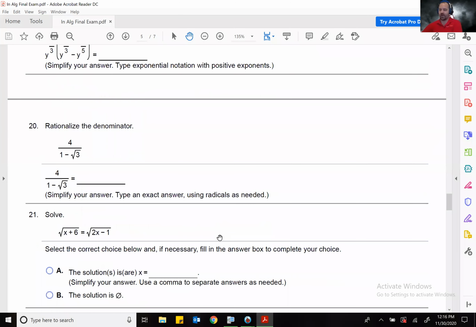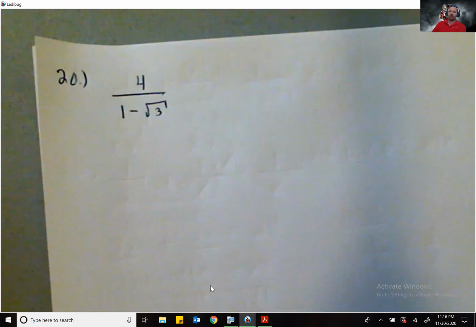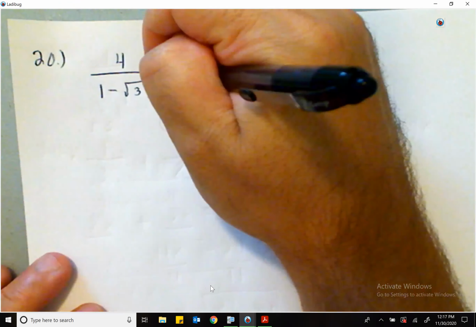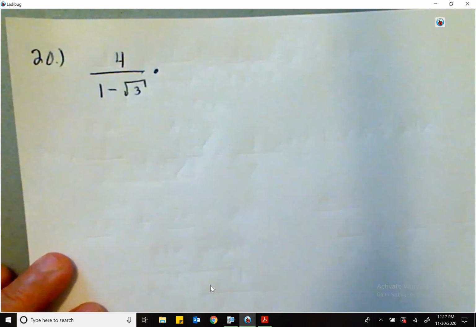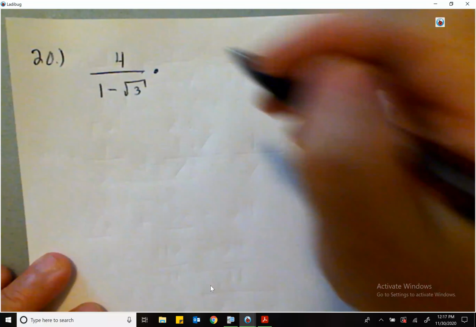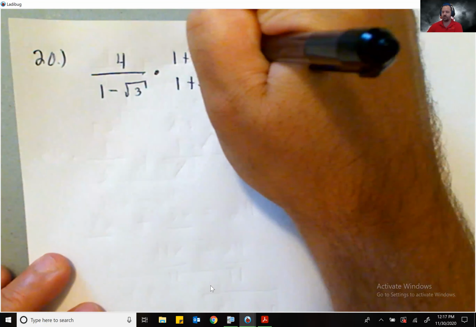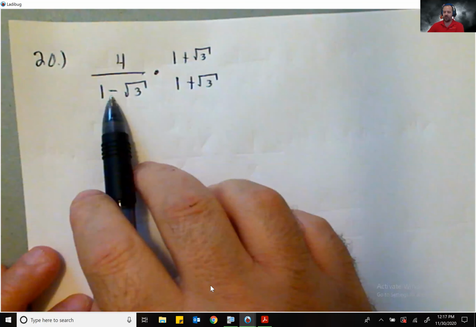All right, so it says rationalize the denominator. How do we rationalize this denominator? So we've got 4 over 1 minus the square root of 3. Multiply by 1 plus the square root of 3. Yes, you have to use that conjugate, because the conjugate of subtraction is addition.